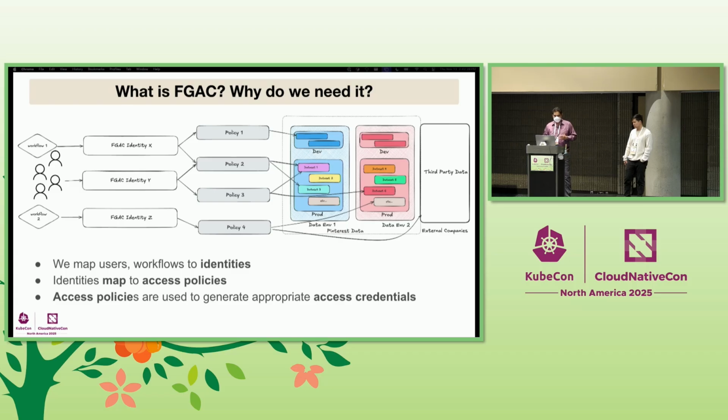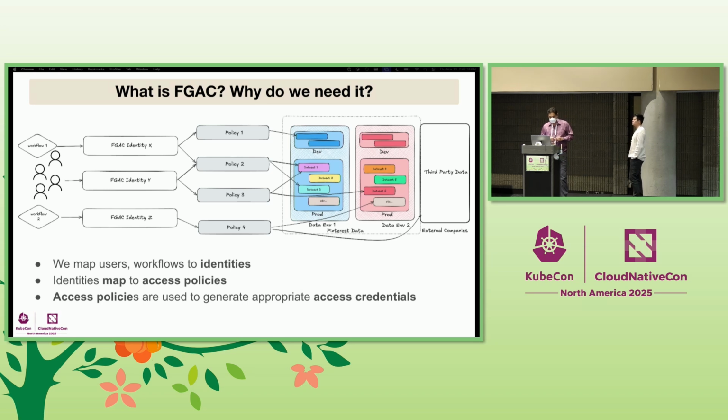So kind of building on that further, workflows and users have identities associated with them. And then we map these identities to access policies. And so Will may have access to a certain set of access policies. I will be mapped to a different set of access policies. Maybe we might have some in common. And then we would take these access policies per user and then map that into the right access credentials.